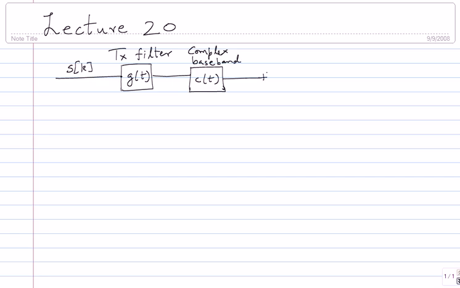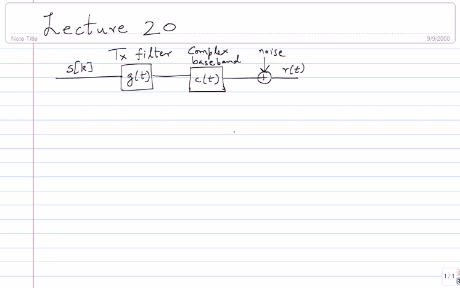And then noise gets added to this. Once again, this is actually the complex baseband equivalent of noise. So all these things are there. One can do that. So here, this is your received signal r(t).